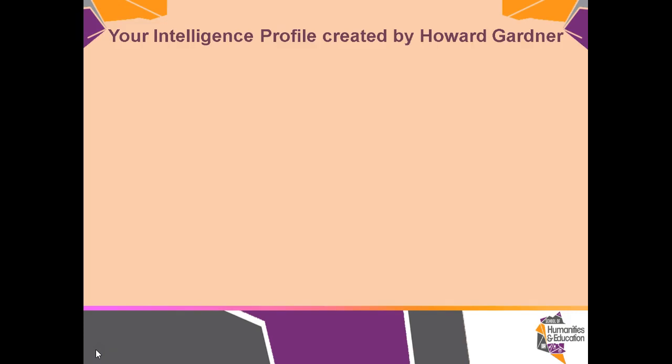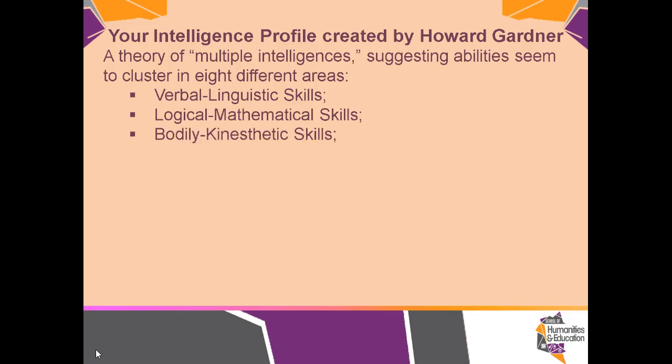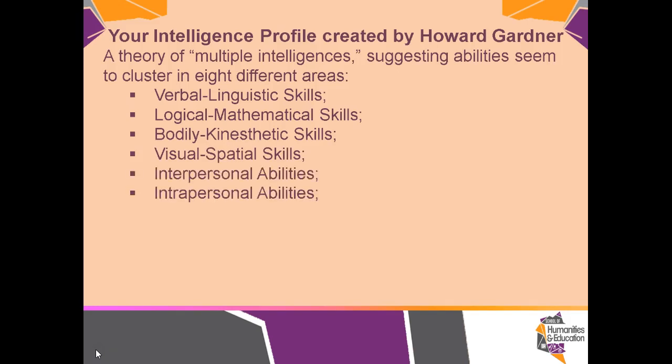Now, your intelligence profile was created by Howard Gardner. I'm sure we heard about multiple intelligences here. And these are the verbal linguistic skills, logical mathematical skills, the bodily kinesthetic skills, visual spatial skills, interpersonal abilities, intrapersonal abilities, musical abilities, and of course the naturalistic abilities. So all the 3 different areas that we talked about, the visual, the auditory, and the tactile, are incorporated here in those multiple intelligences that Gardner propounded.